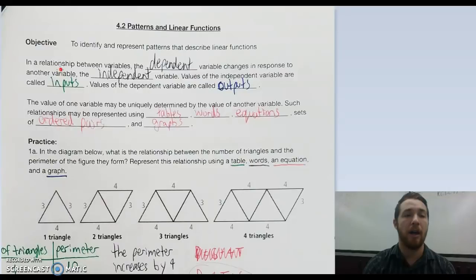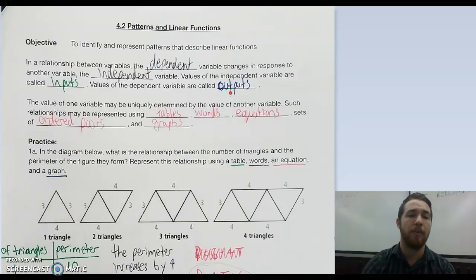And first of all, in a relationship between two variables, we always have the dependent variable that will change in response to the variable that we call the independent variable. So again, you want to think which variable causes the change in the other one. The independent variable causes a change in the dependent variable. Values of the independent variable, we call those inputs, so that's what you were starting with. And values of the dependent variable, after you've made your change, those are the outputs.